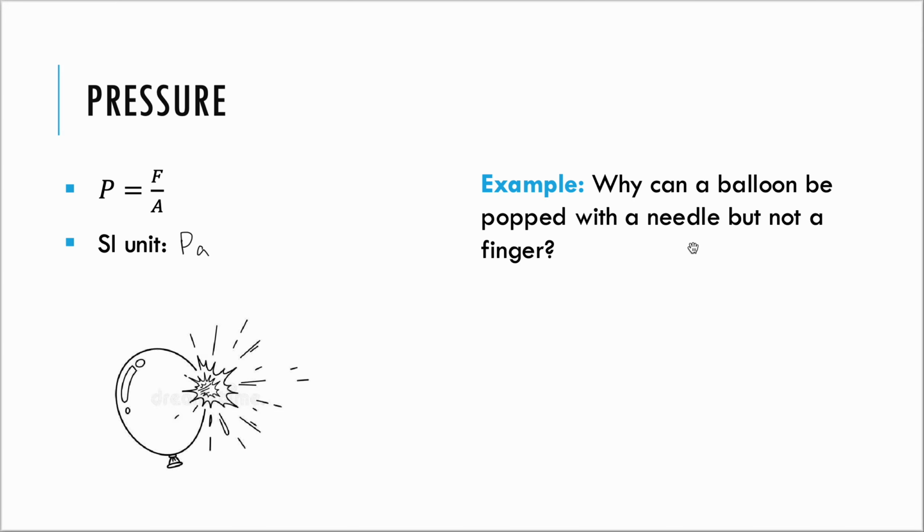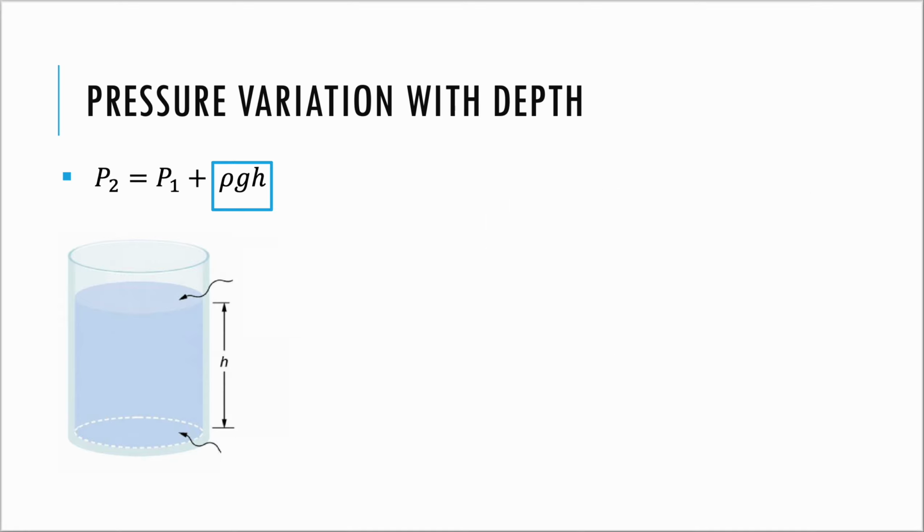Why can a balloon be popped with a needle but not a finger? Usually it's really hard to pop a balloon with a finger. And that's because a finger has a lot more area than a needle. So when you're applying a force to this balloon over here, if we look at our equation, pressure is force per area. If you have a big area for a finger, that is going to exert way less pressure than a needle, which has a much smaller area.